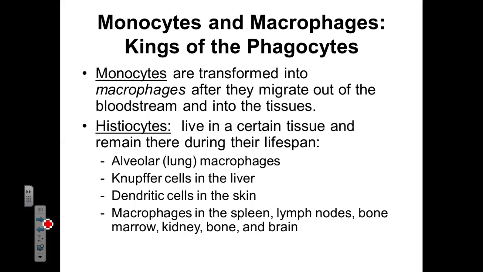We also have histiocytes. A histiocyte is a specific kind of macrophage that's localized to a specific tissue. Histio, or hist, is the word for tissue. Think of histology, the study of tissues. A histiocyte is a tissue-specific macrophage. So if we look at our lungs, we have macrophages, or phagocytes, that are specific to the lung tissues. We have Kupffer cells that are specific to the liver, dendritic cells specific in the skin, and we'll have other varieties of macrophages that are localized in the spleen, lymph node, or other tissues of our bodies.